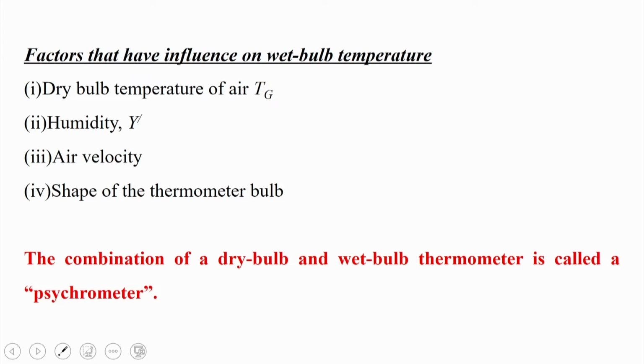The combination of the dry bulb and wet bulb thermometer is called a psychrometer. It will be widely used in our calculations of the cooling tower, and we will also be using it during the drying operation.